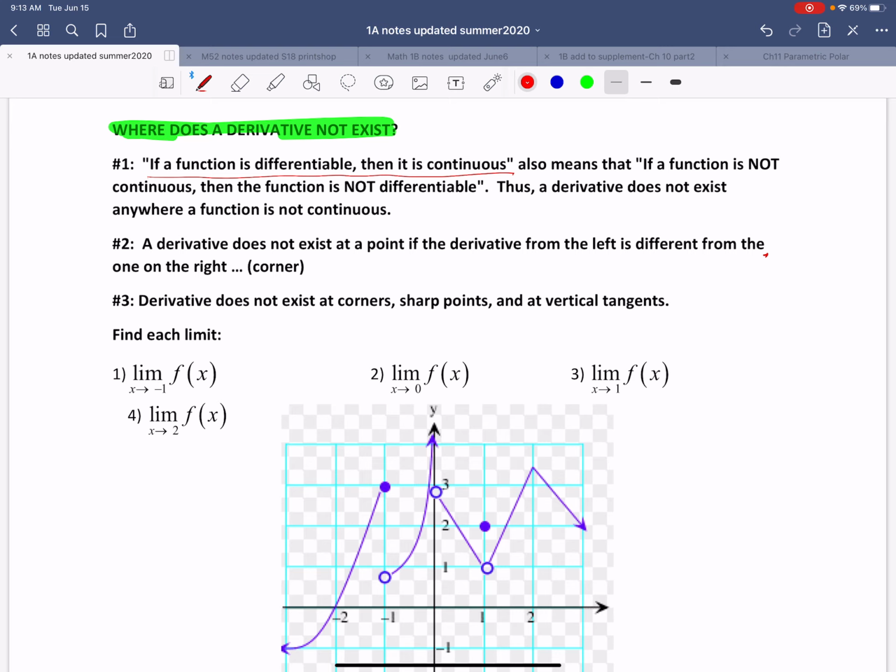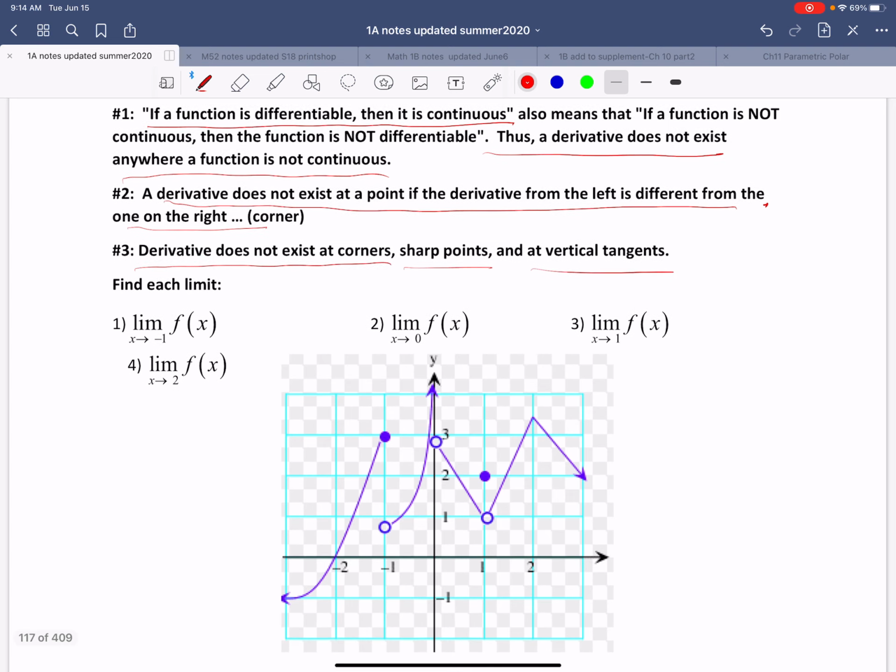If a function is not continuous, then the derivative does not exist at those points where the function is not continuous. So wherever your function is non-continuous, the derivative does not exist at those points. If the derivative from the left and the derivative from the right are different, or the limit from the left and the limit from the right are different, then the derivative does not exist at that point, because the derivative is the slope of the tangent line. If you cannot draw a tangent line at the particular point, if you're drawing two tangent lines, then we're not sure which one to use. Which tangent line slope is going to be the derivative? The derivative does not exist at corners, sharp points, and vertical tangents.